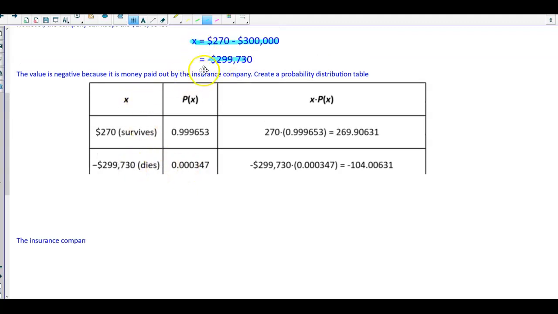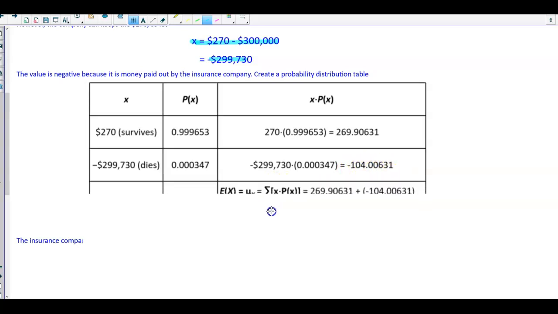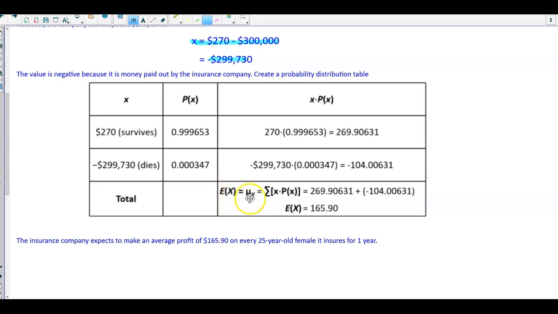The next thing we do is take the value we found for X of death, negative $299,730, and multiply it by the probability we found of 0.000347. When we multiply those two values together, we get negative 104.00631. Now, in order to find the expected value, which is also equal to the mean, we need to find the total of this last column. So we add these two values: 269.90631 plus negative 104.00631 gives us the expected value of $165.90.